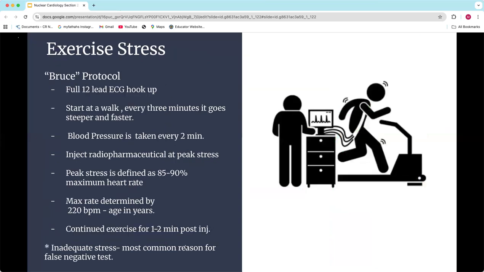All right. So let's talk about exercise protocol first, and then we'll get into the pharmaceutical protocols. There are a few different types of exercise protocols out there. The one you're most likely to use is called the Bruce protocol. If any of you do something different than this, you can let me know during this part of the discussion, but this is kind of the gold standard out there for stress.